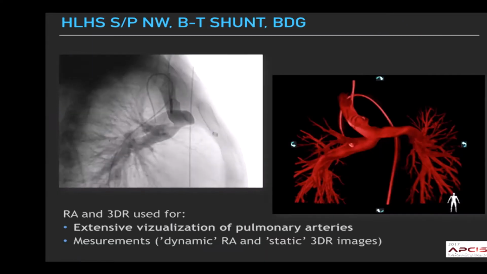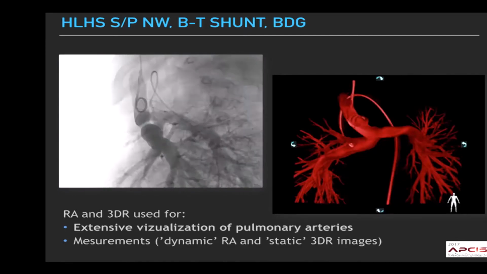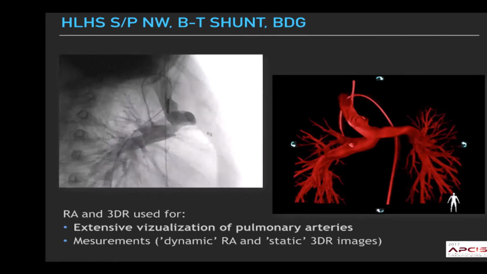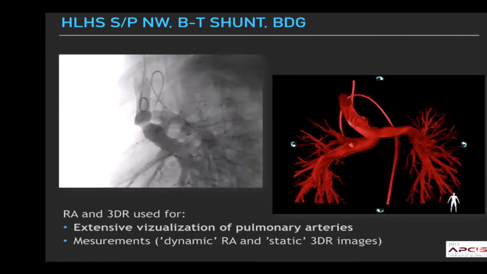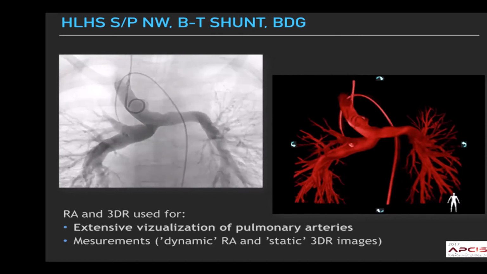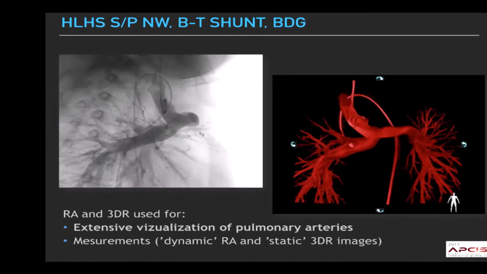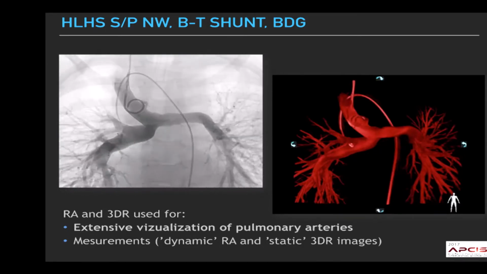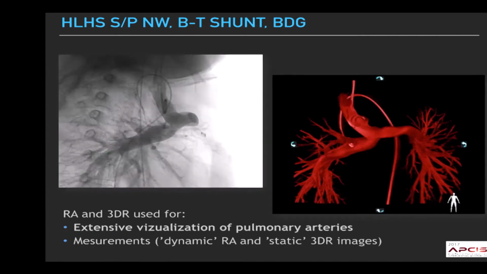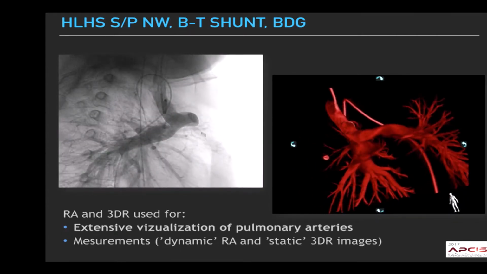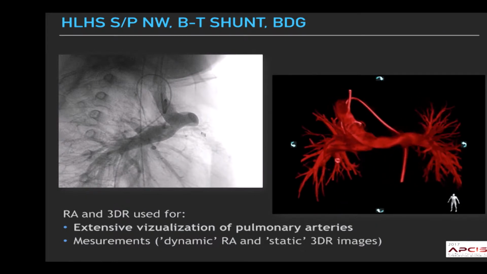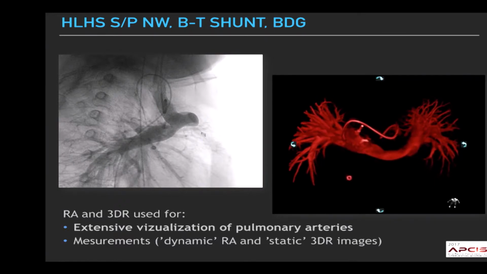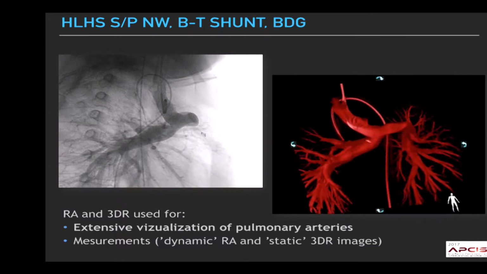Now, let me take you to problems with pulmonary arteries, because that's, in our experience, probably the most common lesion we need to treat in those patients. And if you look at that rotational angiography, and if you focus on the images, you can see that perhaps the coronal diameter of that pulmonary artery is not that bad. However, if you look at the 3D reconstruction, you will find out that when we look from the top or from the bottom of the patient, we can actually find out that there is a significant narrowing of that vessel.